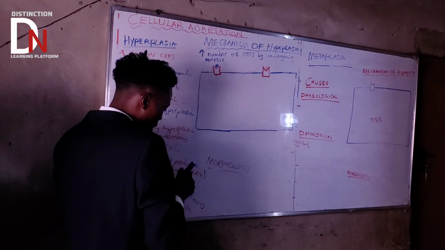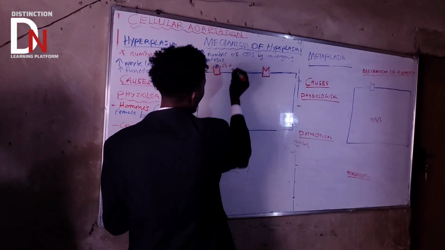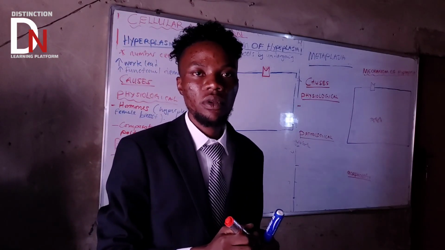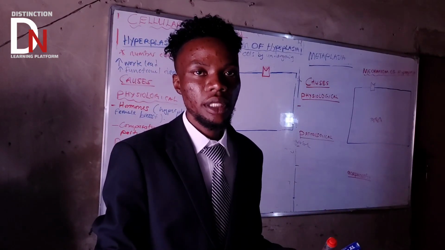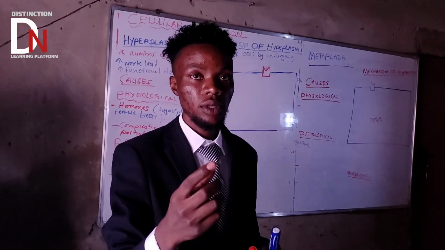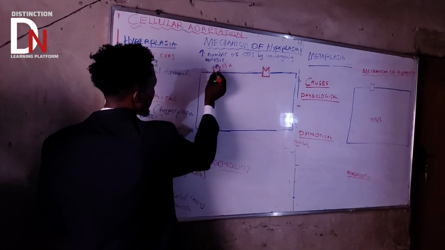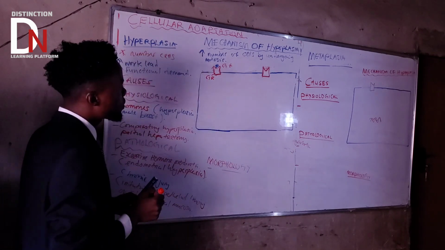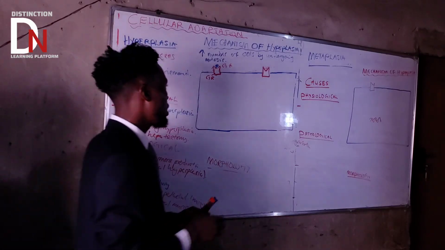The first one is what? A growth factor. So examples of growth factor: insulin-like growth factor, fibroblast growth factor, and transforming growth factor beta. There are a lot of growth factors. Those are the ones that will come and bind to this receptor, which we call growth factor receptor. It will come and bind there. Okay?